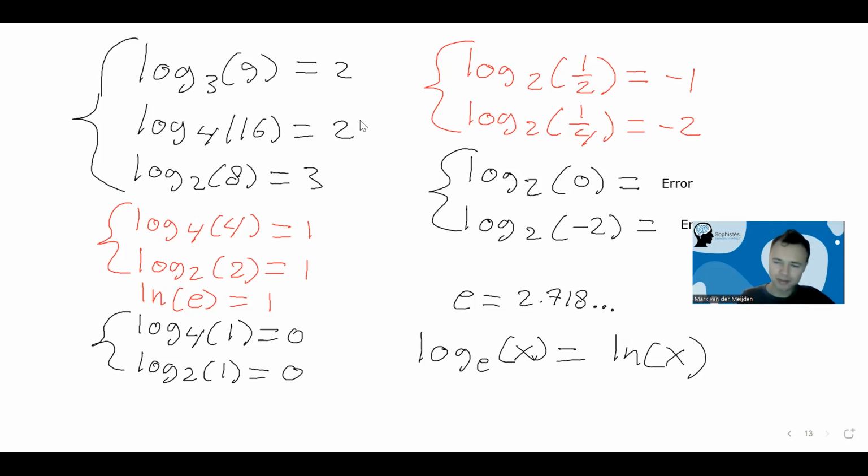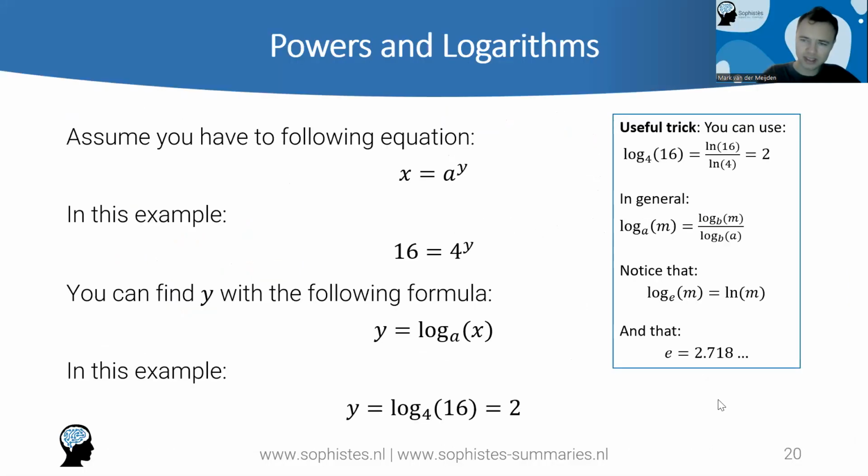Then if you look in the summary, there are some nice tricks you can use. So for example, if you want to calculate log base 4 of 16, you already know it's 2, right? The idea is that on your calculator, there are only 2 buttons. You have the log button, which assumes a base number of 10, and you have the ln button on your calculator. Only 2 buttons for logarithms.